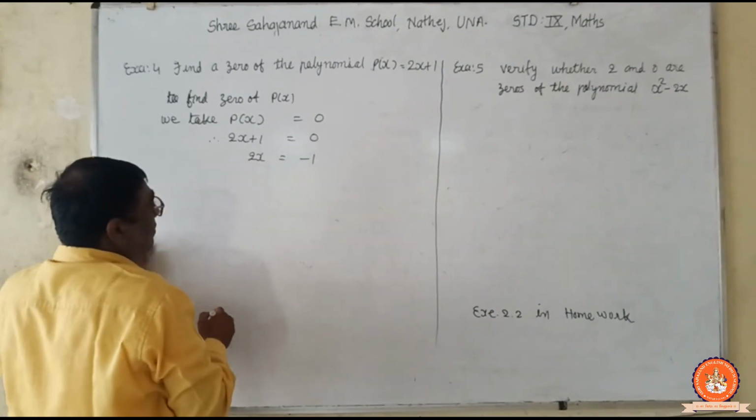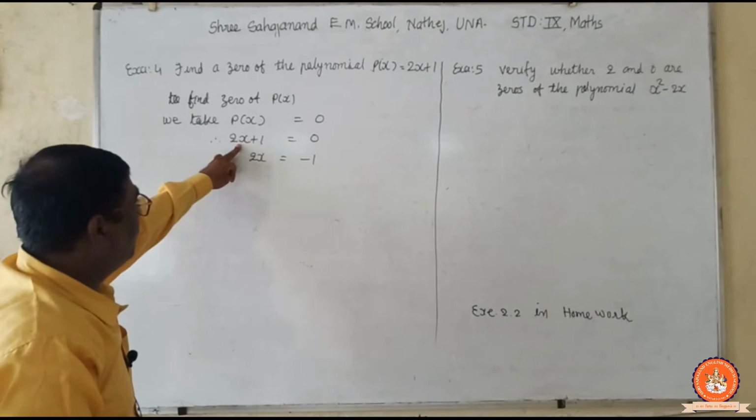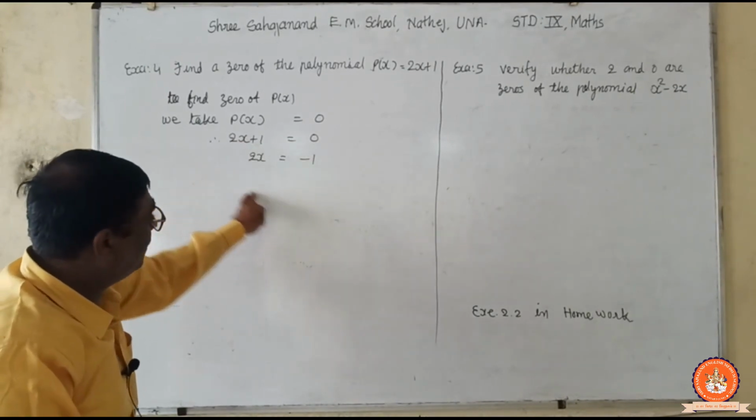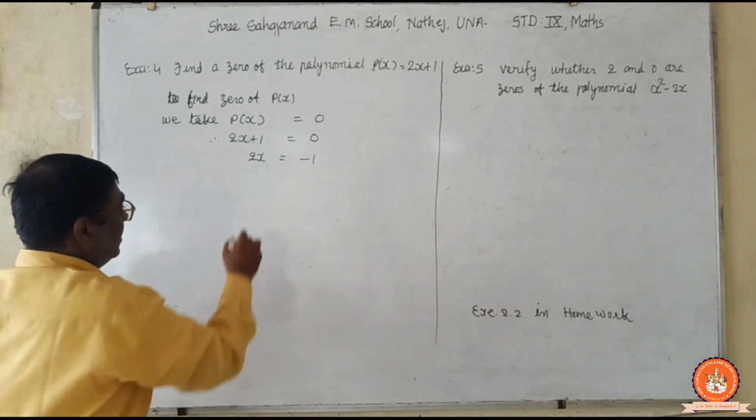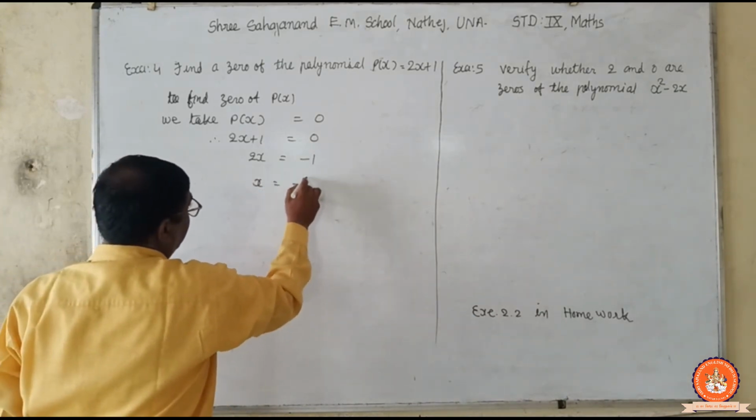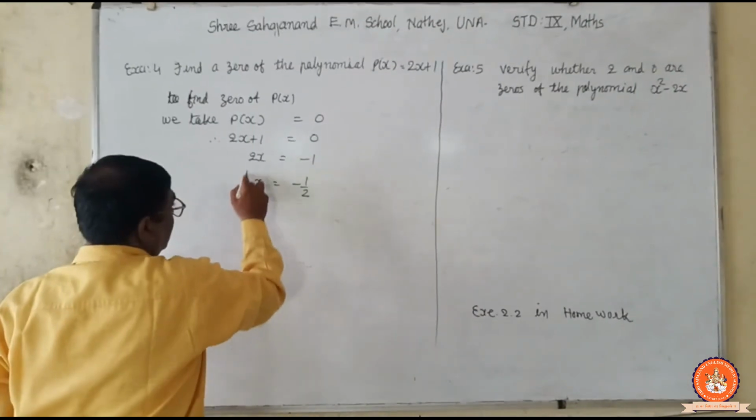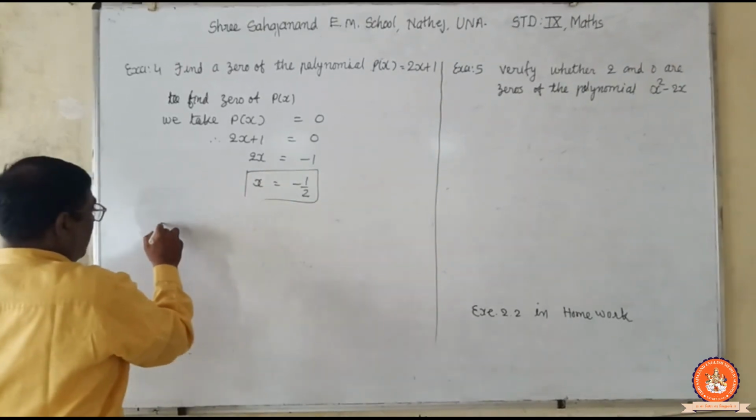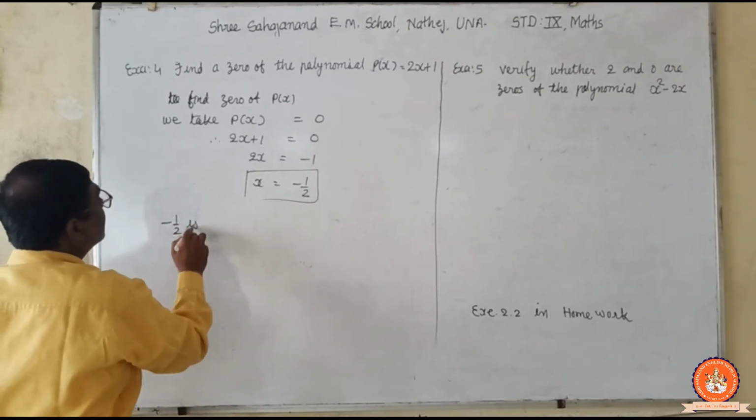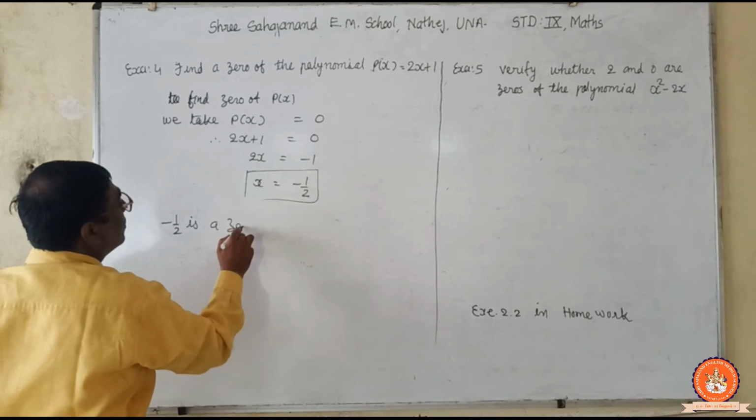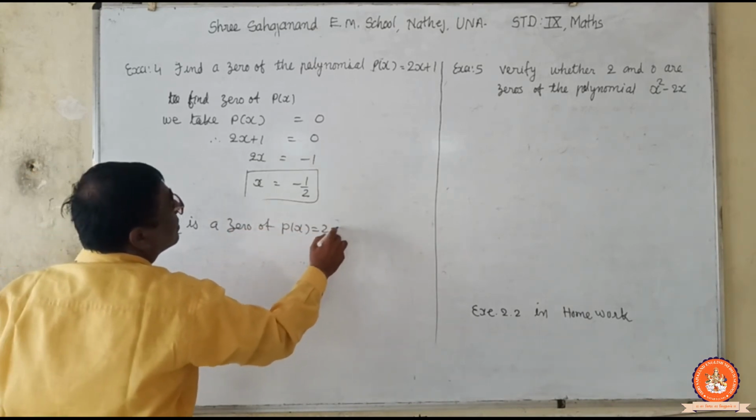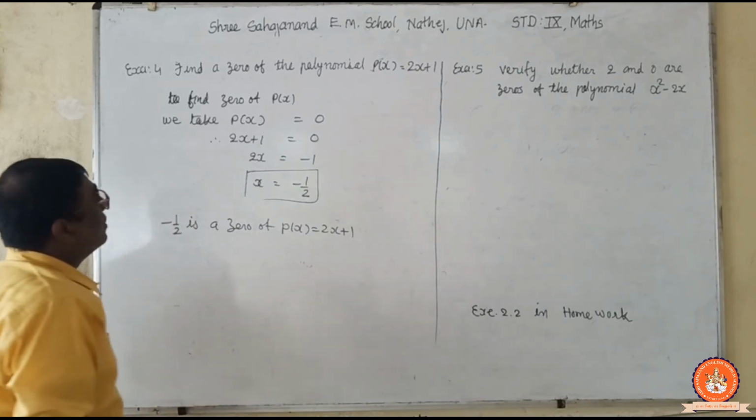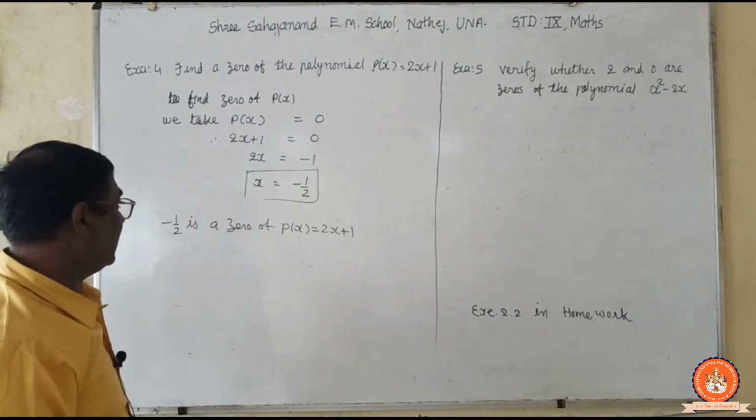Now transpose 2, which is a multiple of x, to the opposite side, then it becomes a denominator. So x will be minus 1 upon 2. So x is equal to minus 1 upon 2 is a 0 of p of x is equal to 2x plus 1. So 0 find करना very easy है.